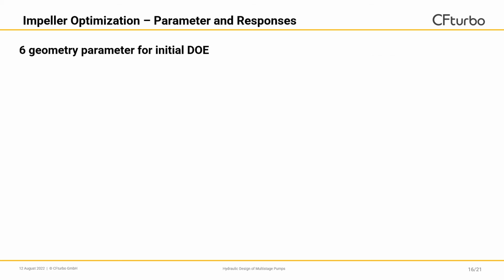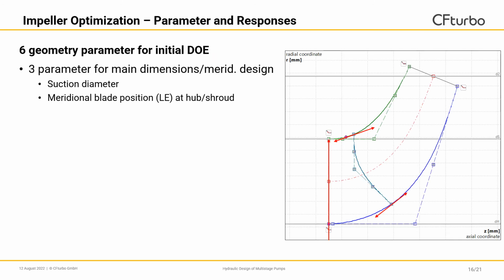So similar to our bowl diffuser optimization, we started the NPSH optimization of the impeller with an initial design of experiments, a short DOE, where we modified 6 geometry parameters. 3 of these 6 geometry parameters were used for the main dimensions and the meridional design of the impeller. So for example, we modified the suction diameter of the impeller as well as the meridional plate position for the leading edge at shroud as well as hub.